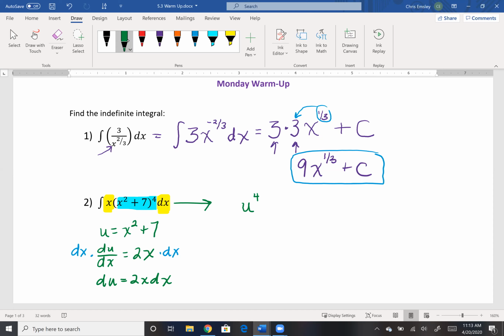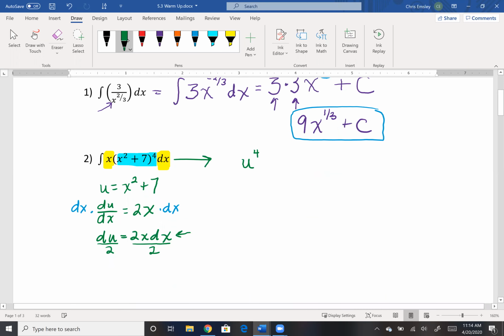That does not match what I have down here right now for my du. X dx, I have 2x dx, so I want to get rid of that 2 so that I do match exactly what's up in the yellow. And again, I always like to rewrite this.